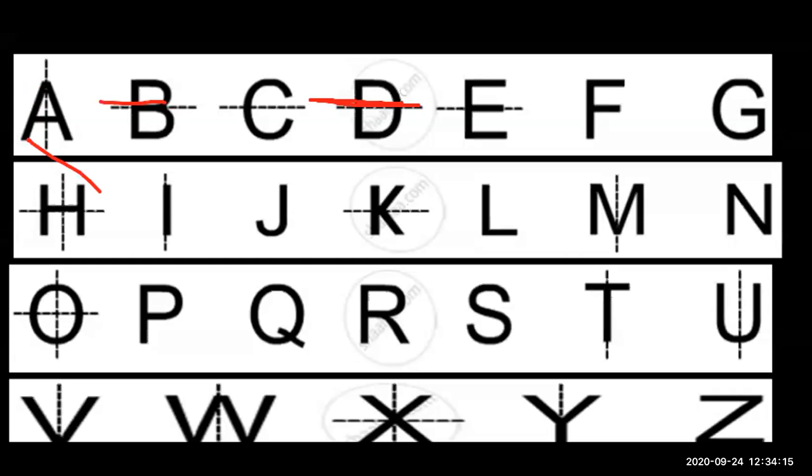Now the next letter is K. How many axes is the letter K showing? One axis only. Only the sleeping line shows the axis. We can't see a standing line axis on the letter K. So the letter K has only one axis. Now L also will not show any axis. M, how many axes is it showing? One axis. N is not showing any axis. But O, how many axes is it showing? Two axes are shown by O.